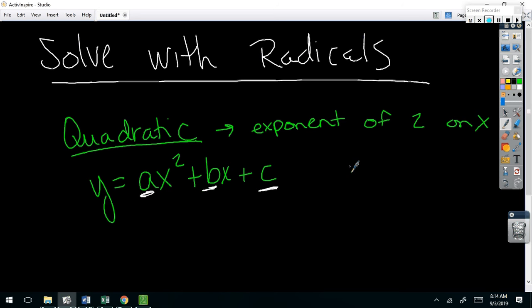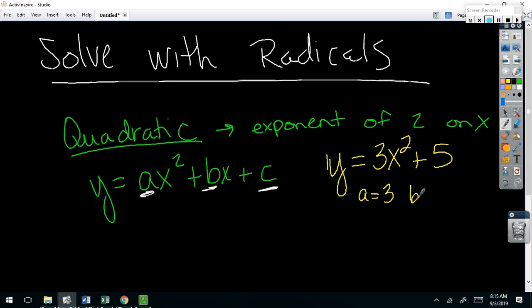So an example of a quadratic may be y equals 3x squared plus 5. What's a in that equation? 3. What's b? 0. It's not there. B has an x hooked to it. And what is c? 5. See how they don't all have to be there? You can have some of them and not all of them.